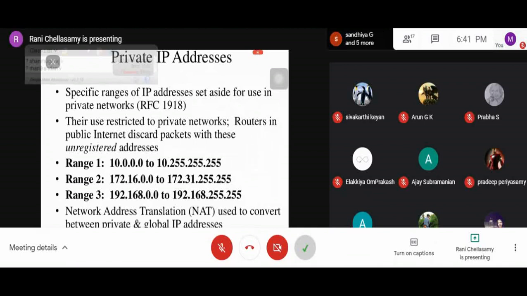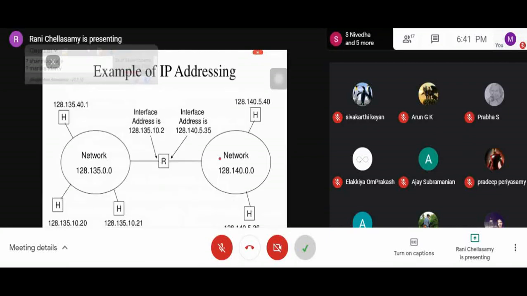Make a note of this: NAT, that is network address translation, is used to convert the private IP address to the global IP address. So for the conversion, NAT is used, network address translation. Here you can see two networks connected by a router. The first network starts with the IP address 128.135.0.0. Can you specify which class of address this is?